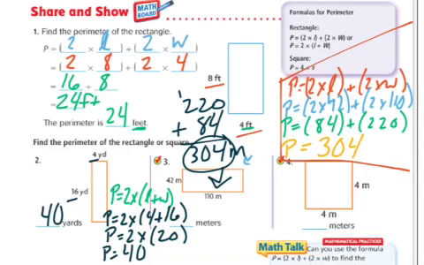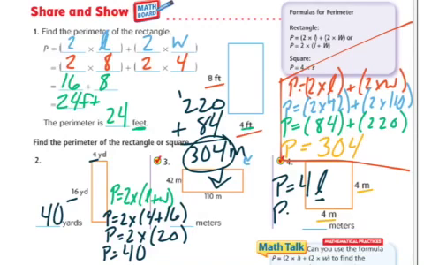Okay, take a look at our last problem. You'll notice that our length and our width are exactly the same. What type of shape does that mean we have? It means we have a square. So I can use my formula, P equals 4 times my length for this problem because I have a square.